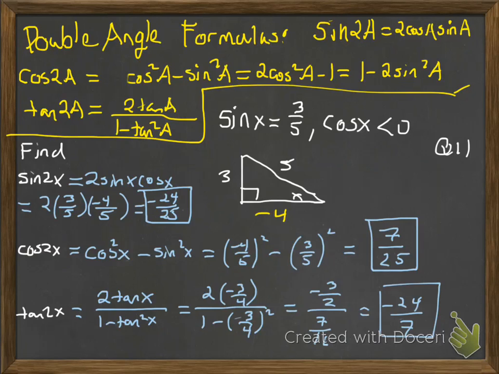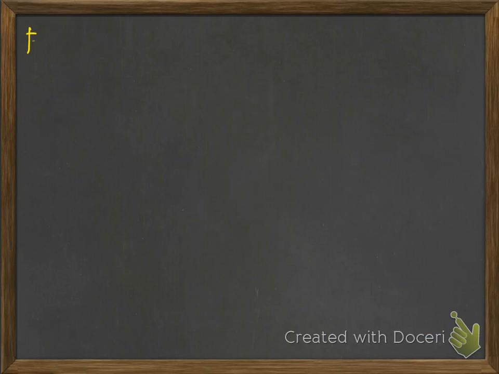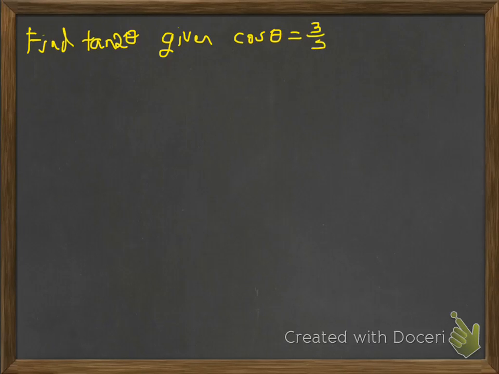Alright, let's try another one. So this time we'd like to find the tangent of 2 theta, given cosine of theta is equal to 3/5, and theta is in 0 to pi over 2, so it's in that first quadrant.